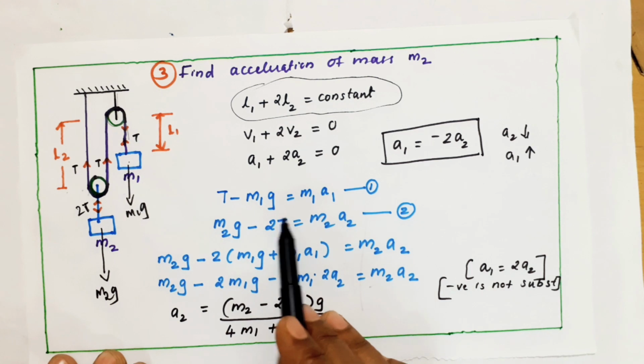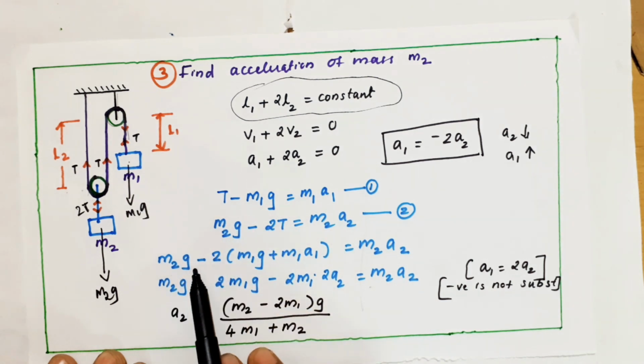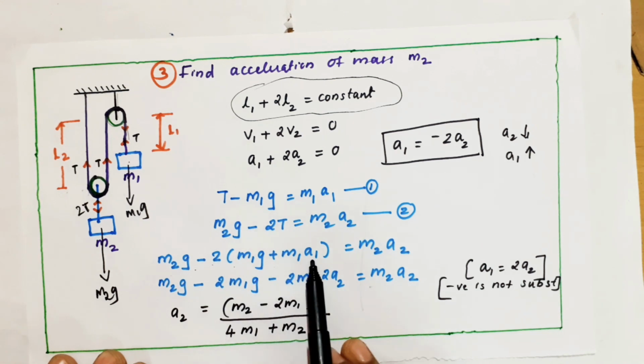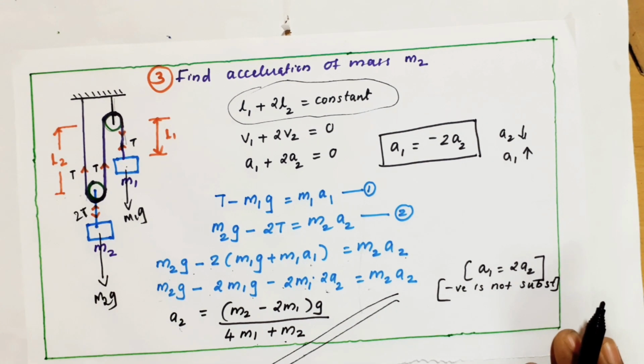Now substitute the value of T from the first equation. M2G minus 2 into, what is T here? M1G plus M1A1 equals M2A2. M2G minus 2M1G minus 2M1 into 2A2 equals M2A2. We are substituting A1 equal to the modulus value of A2. So I can write the value of A2 as, this term will go to that side, M2 minus 2M1 into G by 4M1 plus M2. So this is the equation for acceleration.